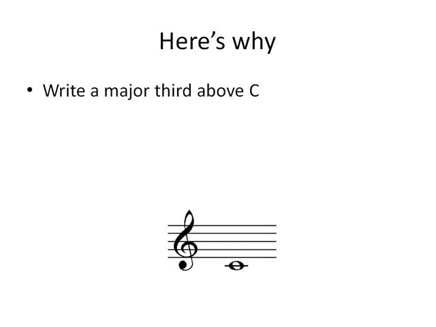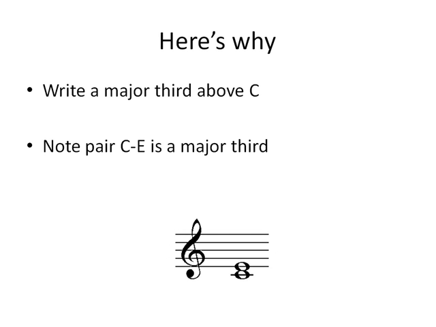If you master the white note pairs, spelling intervals above or below a given note becomes a breeze. Here's why. If you're asked to write a major third above C, conceivably you could take the time to count semitones and figure it out that way. But if you know that the note pair C E is a major third, then it's taken you no time at all to arrive at the correct answer.